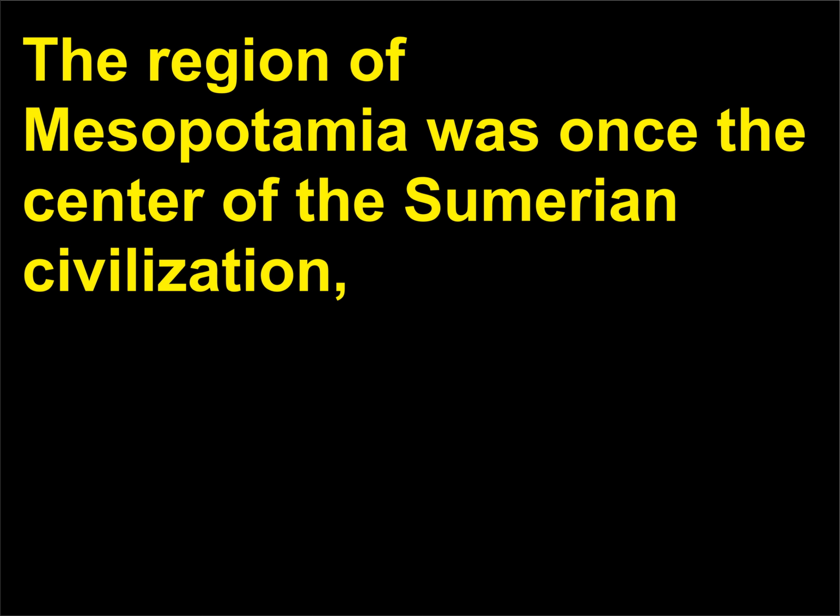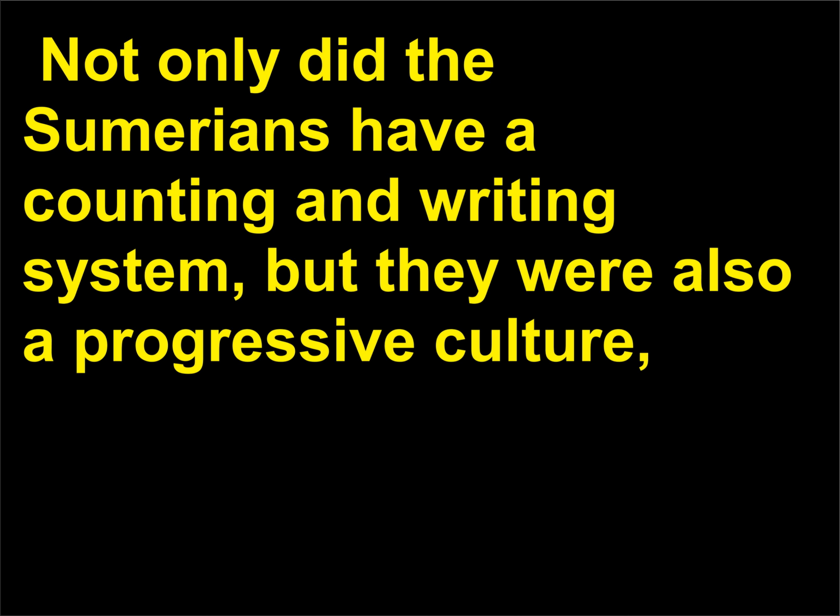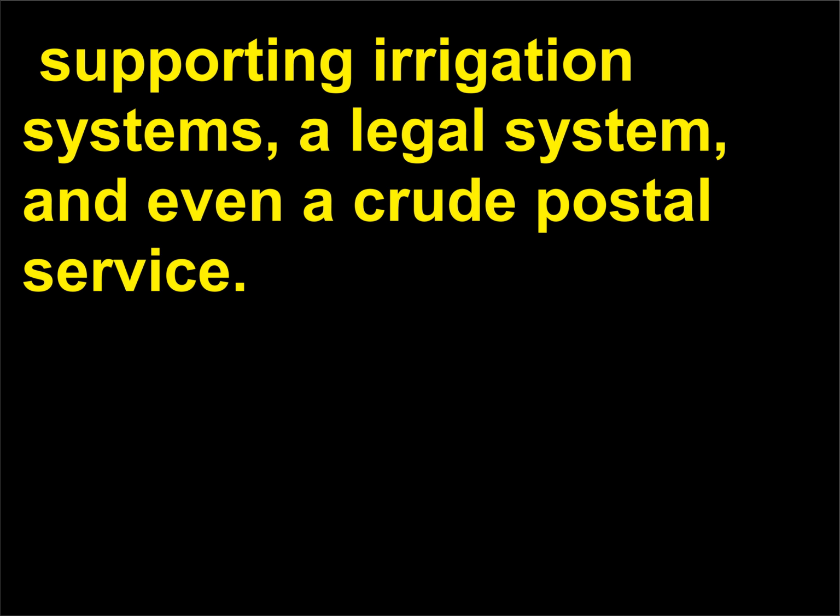Who were the Akkadians? The region of Mesopotamia was once the center of the Sumerian civilization, a culture that flourished before 3500 BCE. Not only did the Sumerians have a counting and writing system, but they were also a progressive culture, supporting irrigation systems, a legal system, and even a crude postal service.